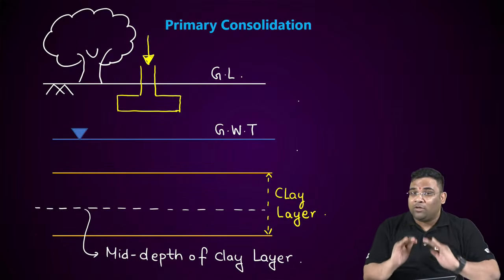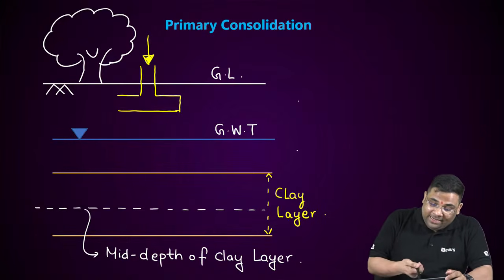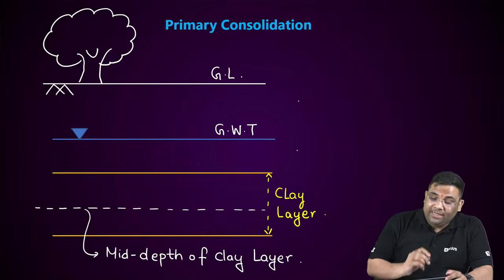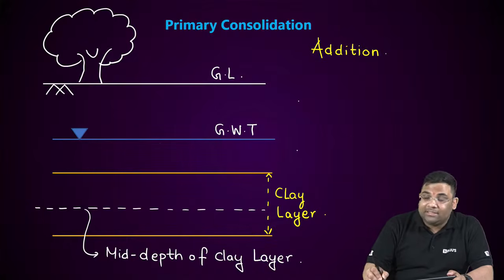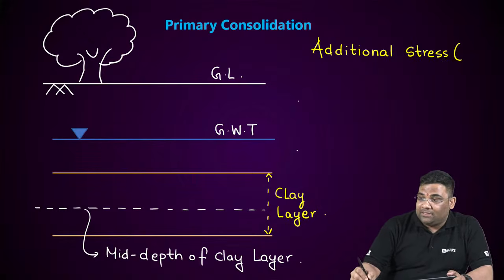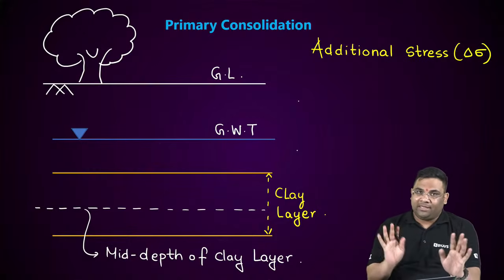Because we know when we lower the water table, what happens? The effective stress increases. So due to various reasons, what will happen? There will be some additional stress, and let that additional stress be delta sigma.